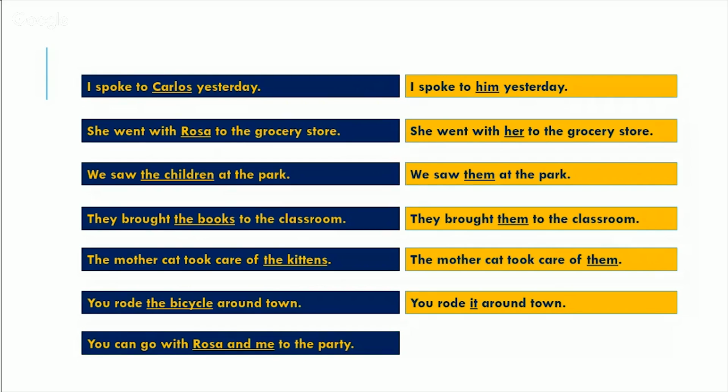The mother cat means la gata, que es la madre, or la mamá gata, I would say in Spanish, right? Cuando tú pones el apostrophe S, eso significa que le pertenece, right? So, the mother's cat sería el gato de la mamá. Pero yo no quiero decir el gato de la mamá, yo quiero decir la mamá gata. So it would be mother cat without the apostrophe S.